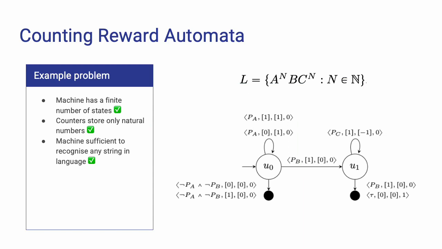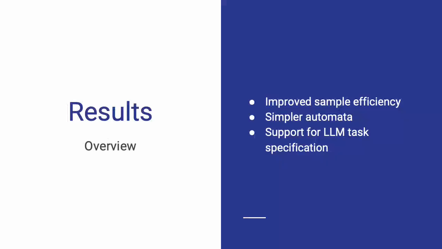Here we show the counting reward automaton used to model the reward for the running example. More details about how the machine operates can be found in the paper. Here we specifically focus on the following important property. The machine is able to model all strings in a context-free language using a finite number of states. As a result, a single automaton can be used to model all task specifications in the formal language.